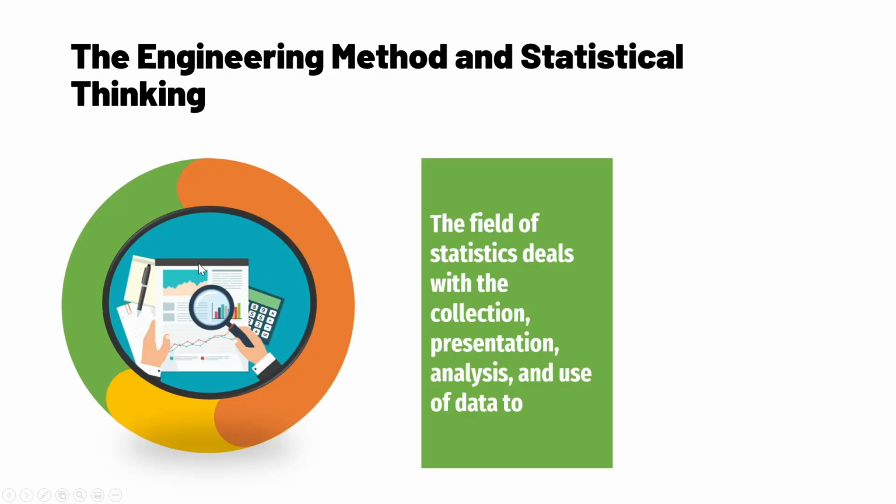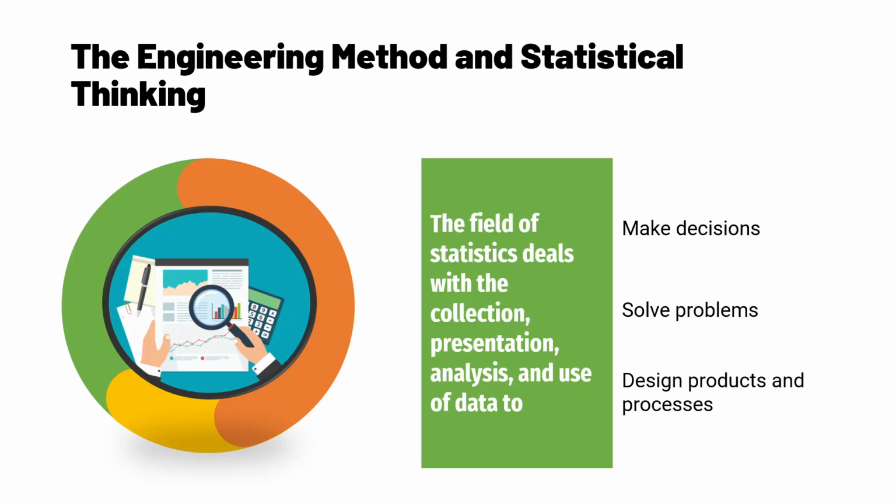So how do we use the data gathered in the engineering method and statistical thinking? You can use it to make decisions. You can use it to solve problems. You can use it to design products and processes. Now, again, as an engineer, your job is to improve product design, test product performance, determine its reliability and maintainability, working out safer systems of flight control for airports or any other field of application.